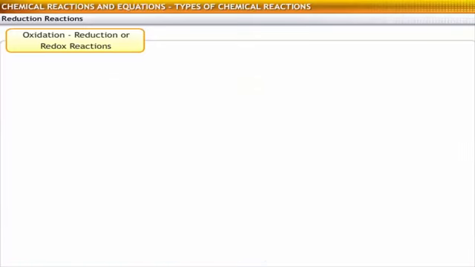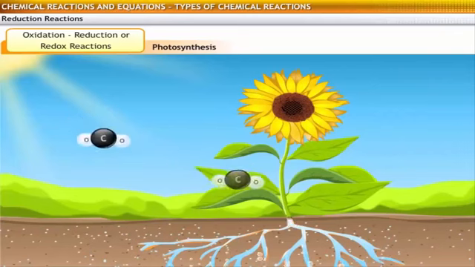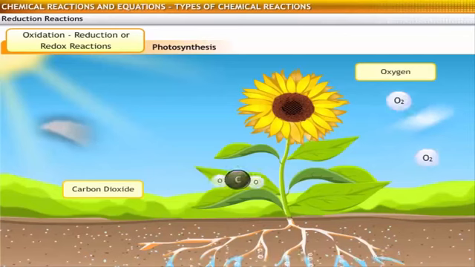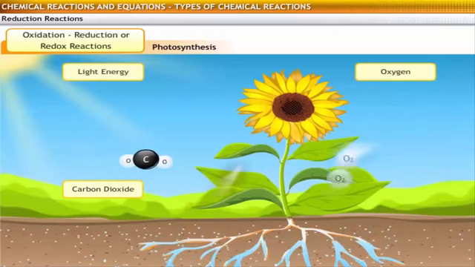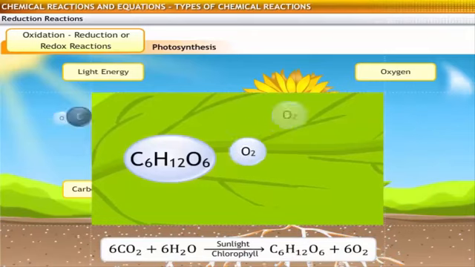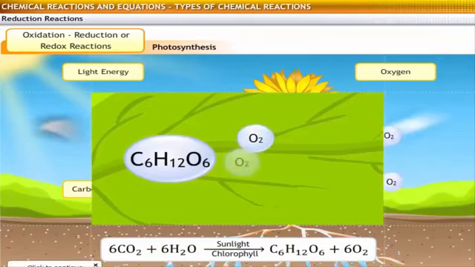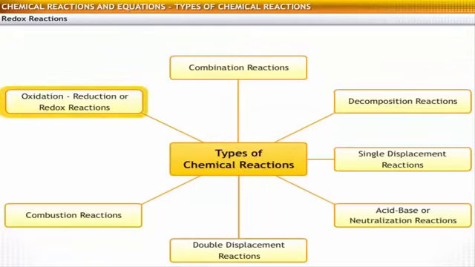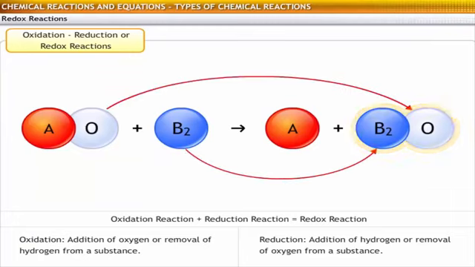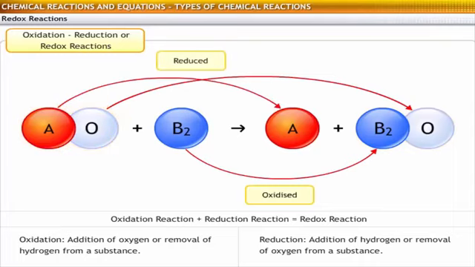Another example of a reduction reaction is photosynthesis. In plants, carbon dioxide and water are reduced to carbohydrates in the presence of light and the pigment chlorophyll. Oxidation and reduction reactions occurring together are known as redox reactions. In a redox reaction, a substance that gains oxygen is said to have been oxidized, and the one that loses oxygen is said to have been reduced.